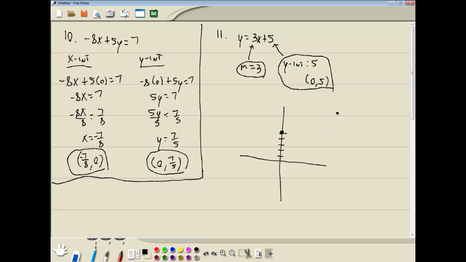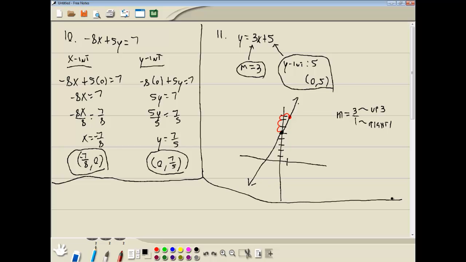They tell us m is 3, and we put that in fraction form. m would be 3 over 1. Now this is a positive 3, so it means we'll go up 3. And this is a positive 1, which means we're going to go right 1. So from the point I just drew, I'm going to go up 3 and right 1, and that's where we put our second point. Now once we have our 2 points, we draw a line through them, and that's our graph.